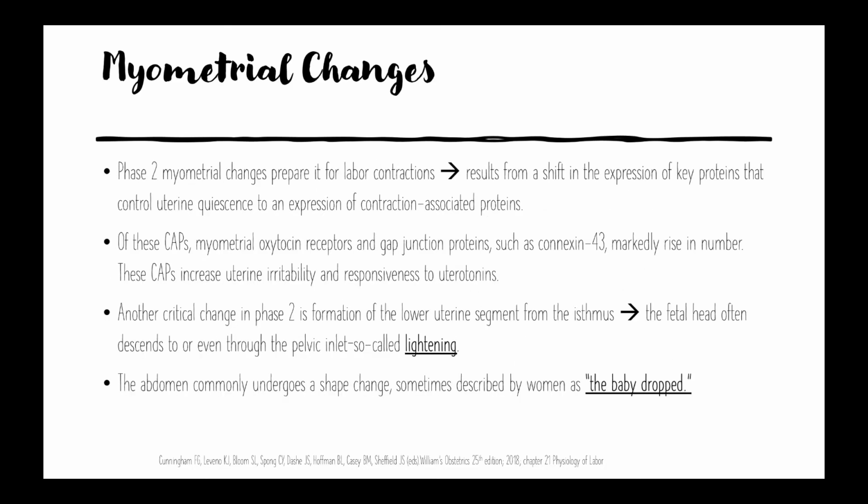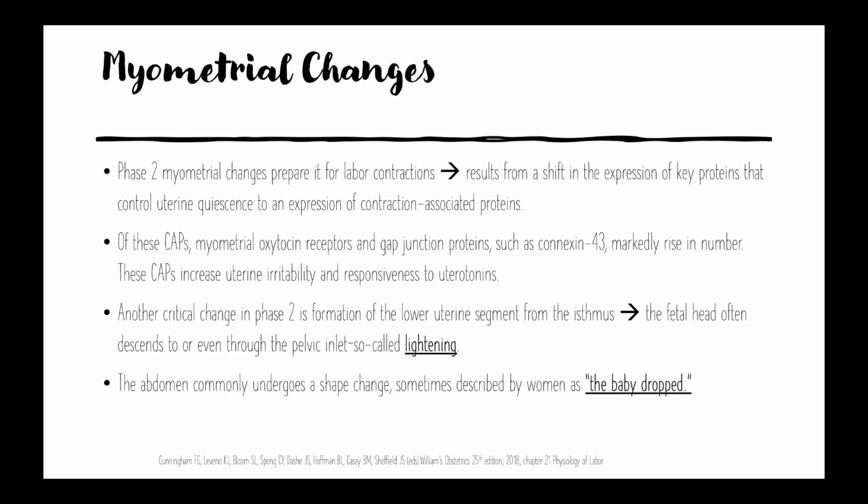Phase 2 myometrial changes prepare it for labor contractions, and this results from a shift in the expression of key proteins that control uterine quiescence to an expression of contraction-associated proteins. Of these contraction-associated proteins, myometrial oxytocin receptors and gap junction proteins such as connexin 43 markedly rise in number. Now, these CAPs, or contraction-associated proteins, increase uterine irritability and responsiveness to uterotonins.